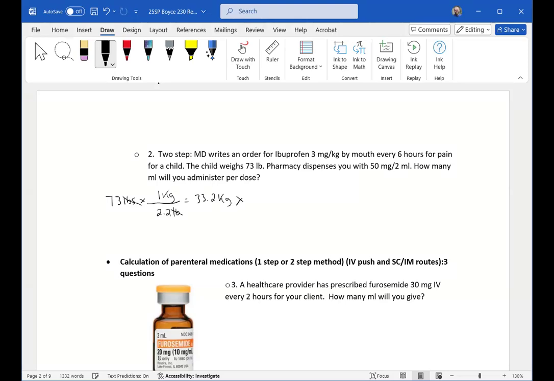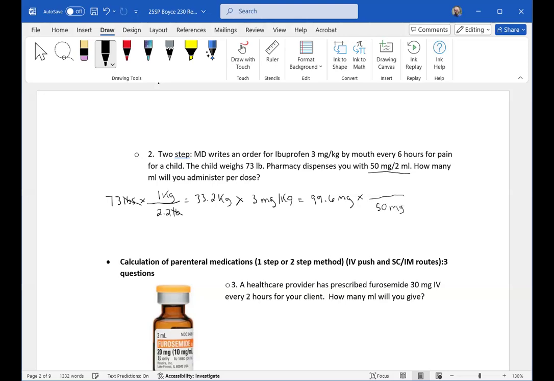Now, once you have the patient's weight in kilograms, you're going to multiply by 3 milligrams per kilogram. So 33.2 times 3, and you're going to get 99.6 milligrams. And then you're just going to solve like you would any other oral medication. If you like to do ordered over available, you can do that. I'm just going to stick with the theme of dimensional analysis, but you can do this however you see fit.